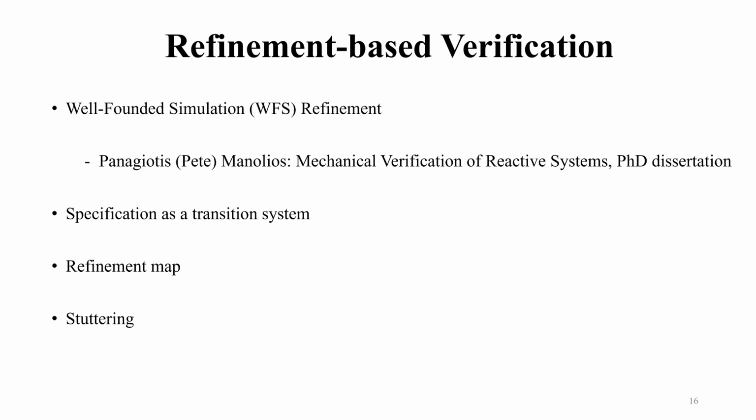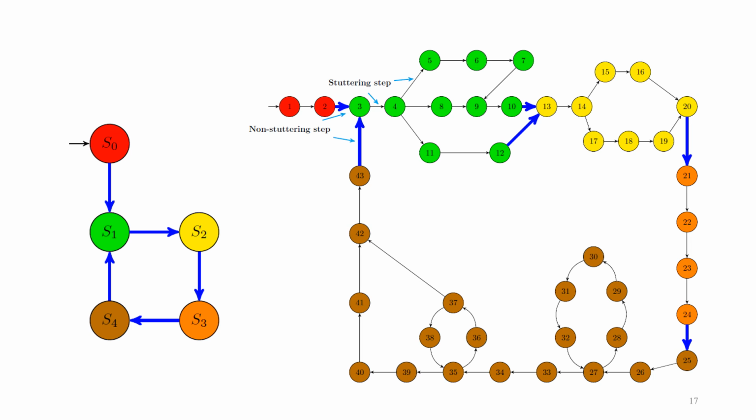The third idea is stuttering. Stuttering is the idea that multiple but finite steps of the implementation can match a single step of the specification. So for example, if we look here, state 20 corresponds to S2, which goes to S3, which is state 21. For the implementation to go from S1 to S2, it doesn't happen right away. It takes several steps and has multiple paths. If you look at this path, it takes several steps that are finite in number before it makes this transition.